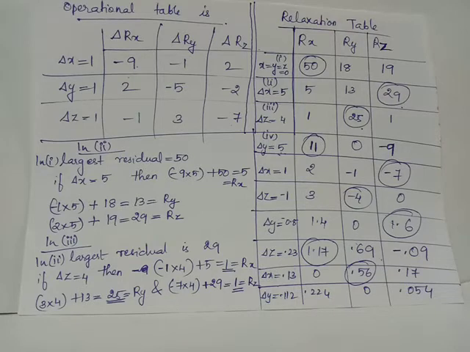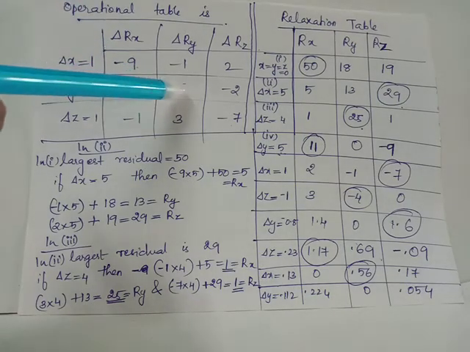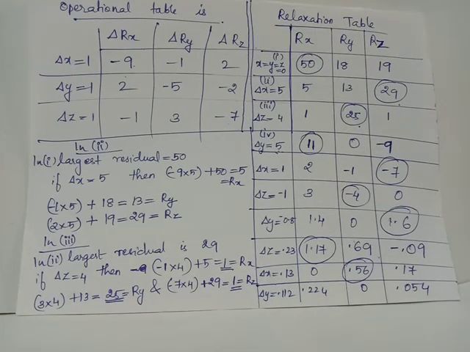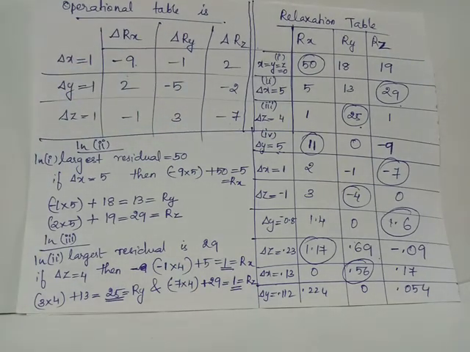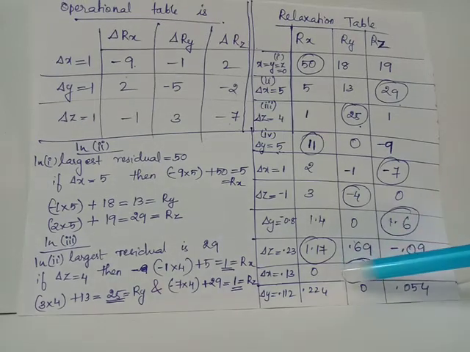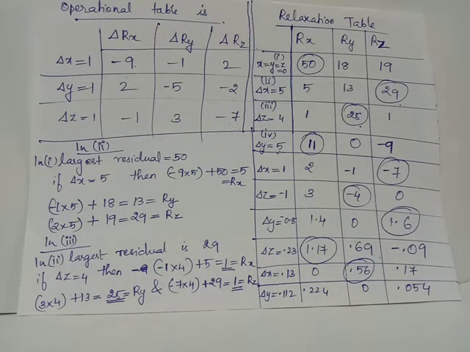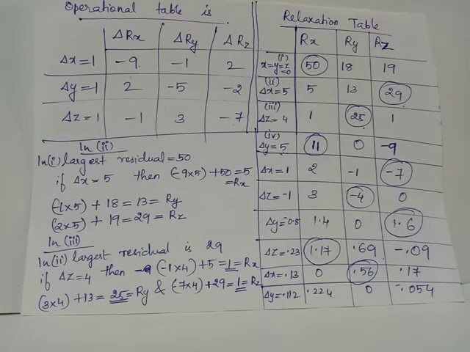Thus we have to give increment to the variable y. We have delta y equals 0.56 divided by 5 and which equals 0.112. This value delta y equals 0.112 is multiplied to every entry in the second row of operational table and added to previous value of residuals which are available here. Thus we have Rx equals 0.112 into 2 plus 0 which is 0.224. Ry equals 0.112 into minus 5 plus 0.56 which is 0. Rz equals 0.112 into minus 2 plus 0.17 which is 0.054. Along with the negative sign, we have Rz equals minus 0.054. In this step, we see that almost all the residuals are very small values and hence we can stop the iteration.